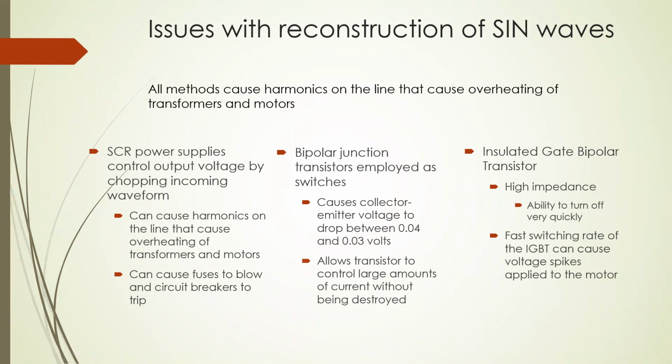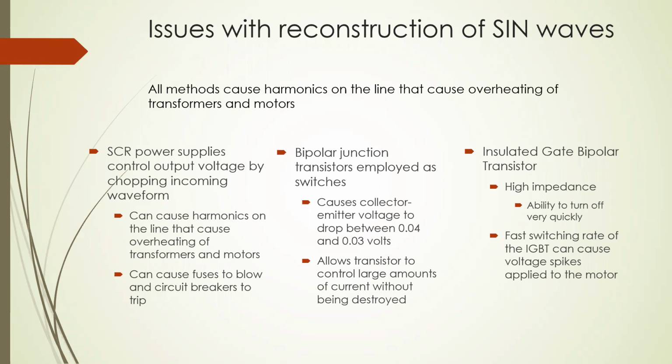So let's first talk about some of the issues with the reconstruction of sine waves. All methods cause harmonics, and harmonics are waveforms that are every other one, every third, every fifth, that are going to be repeated. So I'm going to show you an example of what the harmonics are, but all square waves are rich in harmonics. This has to do with Fourier analysis.